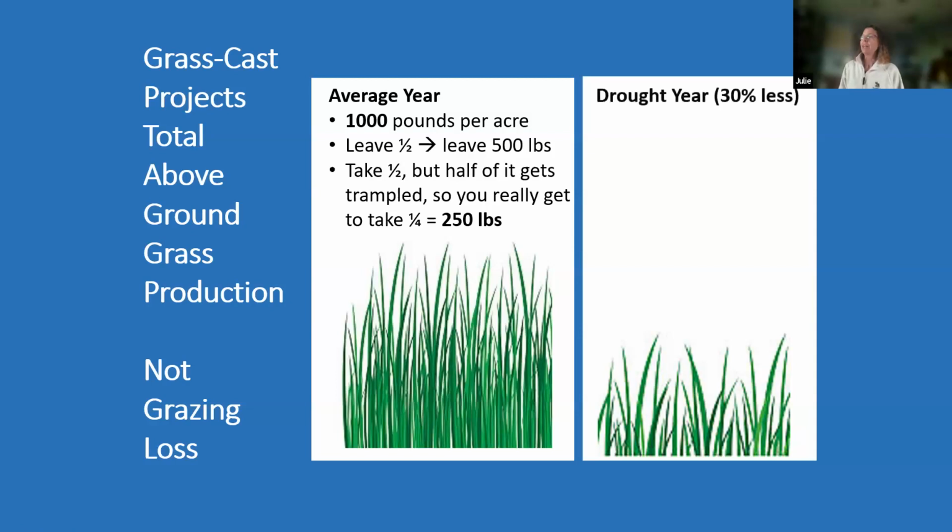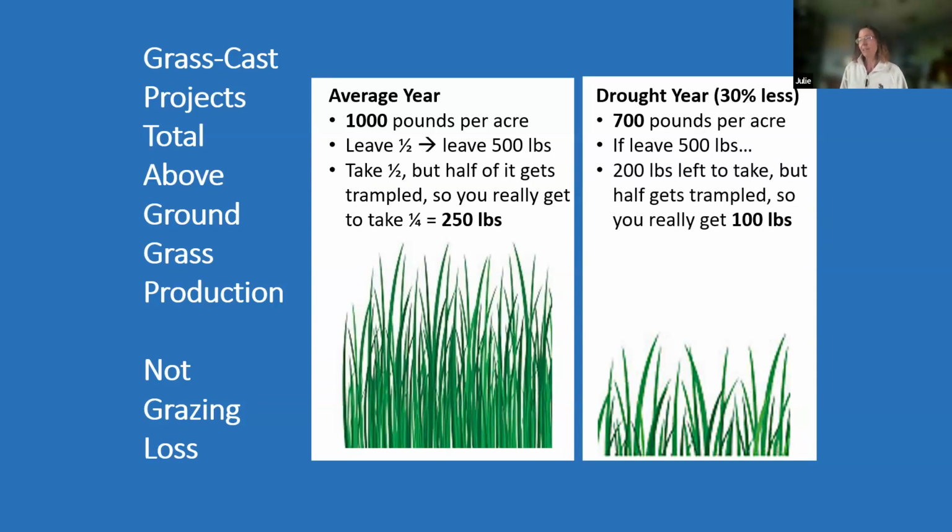So let's say GrassCast says we're going to have a drought, and we should project, or we should expect 30% less production than in an average year. That means we have 700 pounds per acre. But now let's stop and pause here. If we need to leave 500 pounds out there to protect the rangeland, to maintain the plant community, to keep the soils in place, to make sure the water stays there, if we need 500 pounds out there to protect the rangeland in a normal year, don't we still need 500 pounds left out there in a drought year? Maybe even more so. So that means we have 200 pounds left to take.